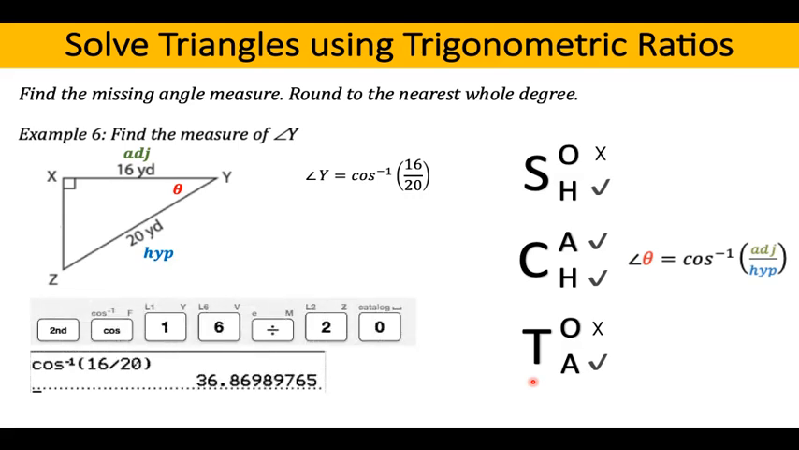Type that in your calculator, remembering to use second and then the operation. So second cosine, 16 divided by 20, or alpha y equals to get it as a fraction. Rounding it to the nearest whole degree, we have 36.8. This 8 will make this round up to a 37. So angle y is 37 degrees.